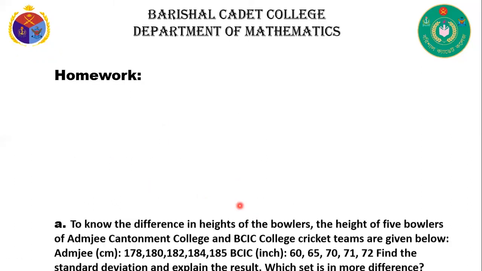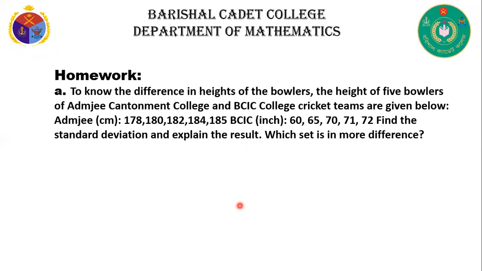Now this is your homework. Question number A. To know the difference in heights of the bowlers, the height of the 5 bowlers of Adamji Cantonment College and BCIC College cricket team are given below. Adamji 178 centimeter, 180, 182, 184, 185, and BCIC 60 inches, 65 inches, 70, 71, 72. Find the standard deviation and explain the result. For which set is there more difference?